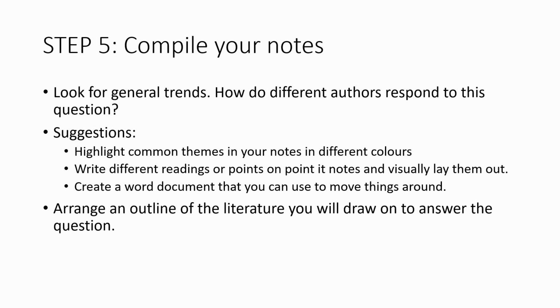So some suggestions for how to really organize. Highlight some common themes in your notes with different colors and then kind of organize them based on those colors, those themes. Write it out on Post-it notes and visually lay it out if you're a real visual learner, or create a Word document that you can use to move things around. So you really need to organize and understand how you're going to be going about writing your literature review before you actually sit down to write. So it's not something you will sit down and write in one go. It's something that you will need to kind of understand how you want to organize it.